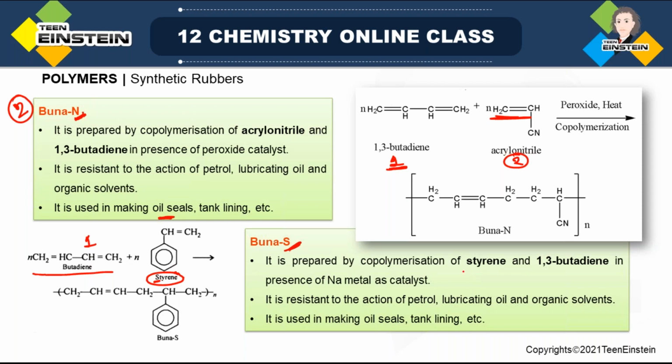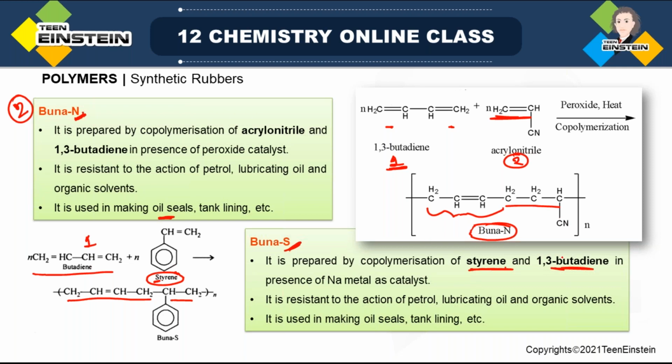So now the monomer units are styrene and 1,3-butadiene. So in the repeating unit, there must be this 4 carbon, which is coming from 1,3-butadiene, and these 2 carbon, which is coming from styrene. Similarly, if you look at the structure of Buna-N, the 4 carbon that is coming from butadiene, now the position of double bonds has changed. It is not in the same place. And the 3 carbon that is coming from acrylonitrile. So this is the repeating unit.